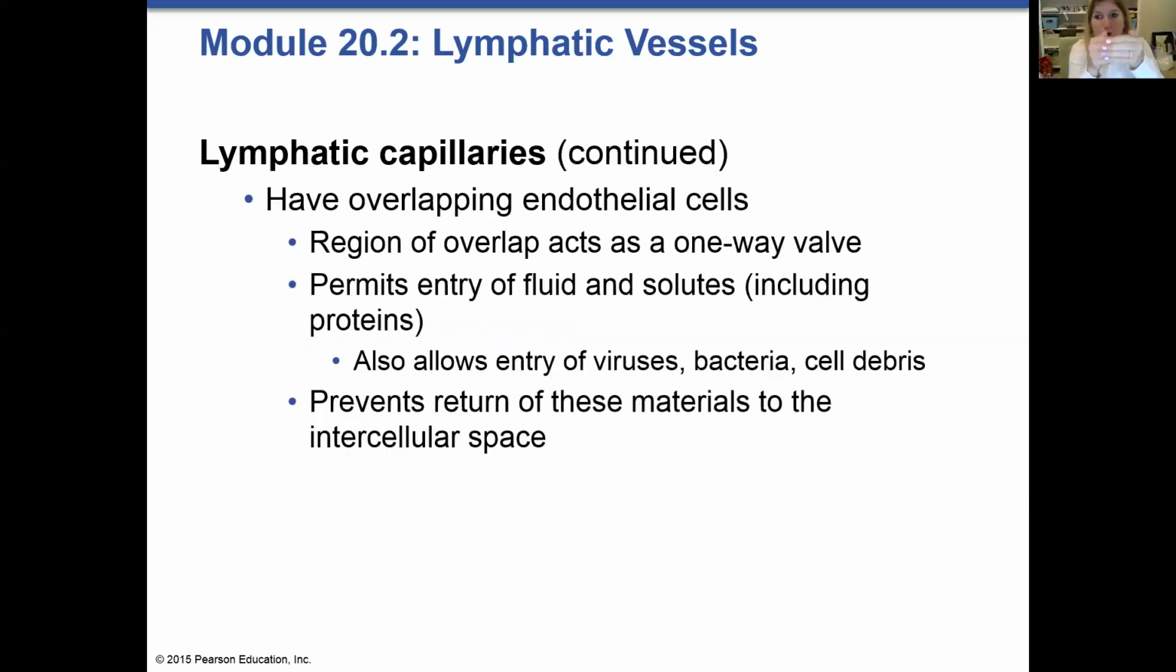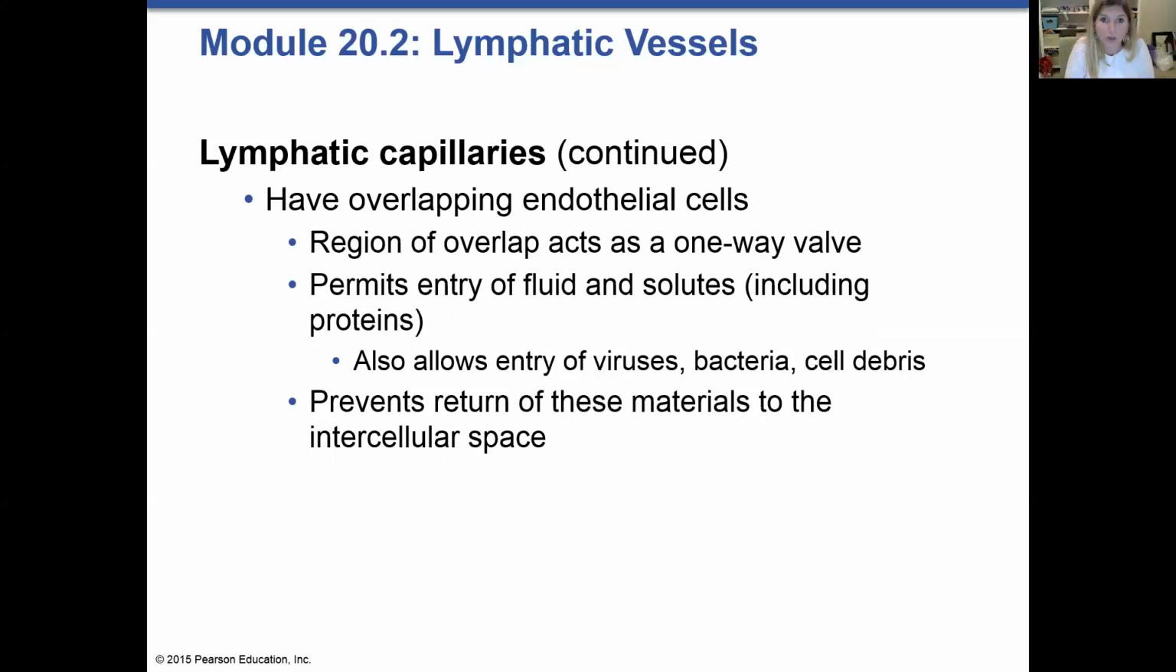They have those overlapping endothelial cells, like I said, kind of like a pocket. They overlap, and that acts as a one-way valve. So it's only letting fluid into the vessel. So this is permitting that unidirectional flow of fluids. It's not going to be able to flow back out of the lymphatic unless there's damage to the lymphatic vessel.